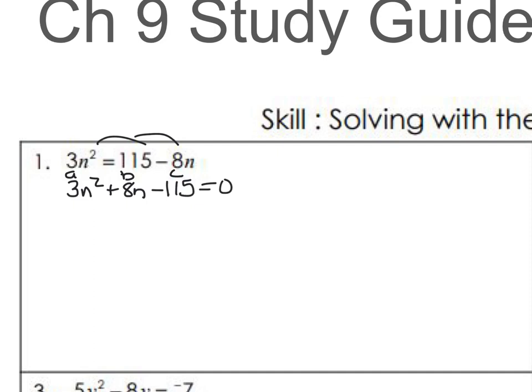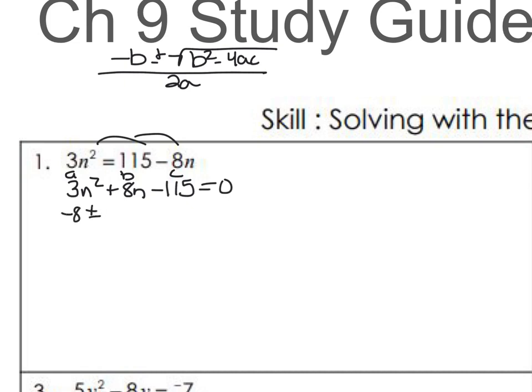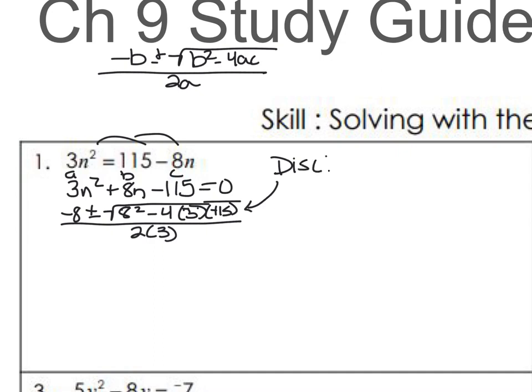So we're going to have, remember, opposite of B, plus or minus square root, B squared minus 4 times A times C, all of it divided by 2 times A. So the opposite of B is 8, so opposite would be negative 8, plus or minus square root of B squared, so 8 squared minus 4 times A times C, all of that divided by 2 times A. All right, now remember, inside, this is my discriminant, and it tells you how many solutions. So we're going to do that first.